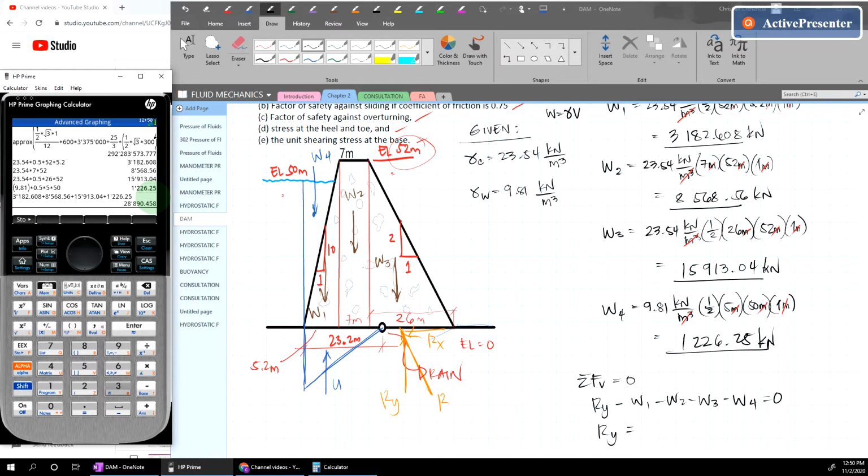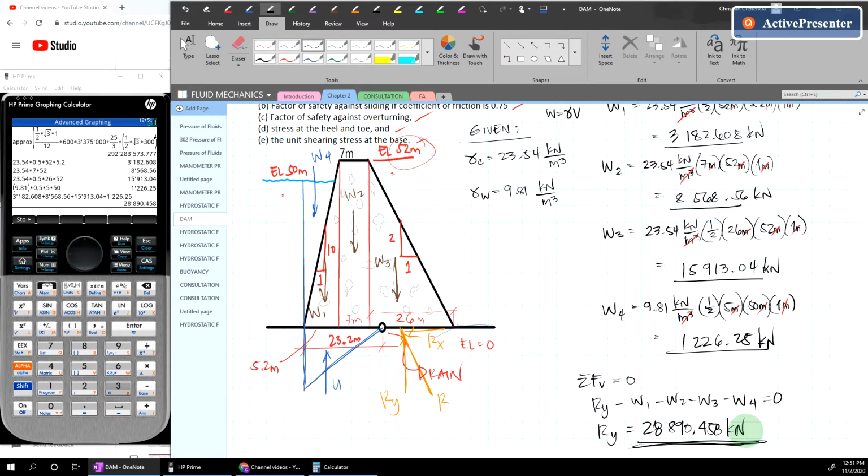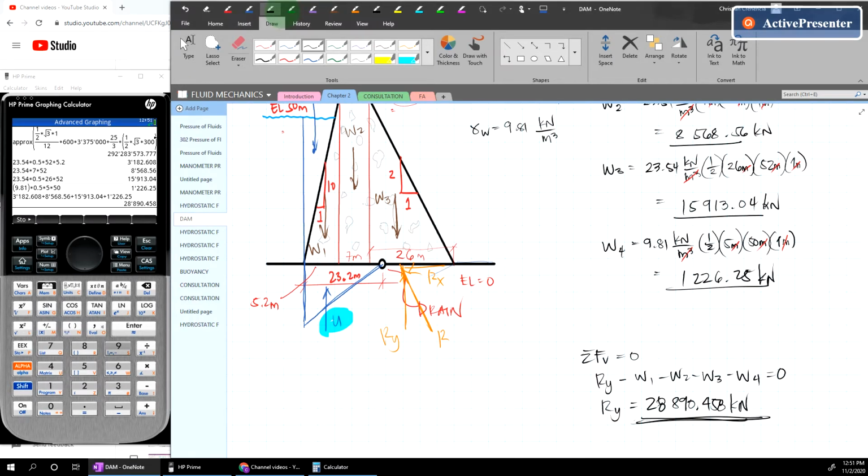Okay, so we have yung value ng Ry natin to be 28,890.458 kilonewton. Okay. Kulang pa nga pala tayo. So, okay. So, we have an uplift force na U. Okay, so nakalimutan ko. So, isingit ko na lang dito, no? So, meron tayong uplift force U.